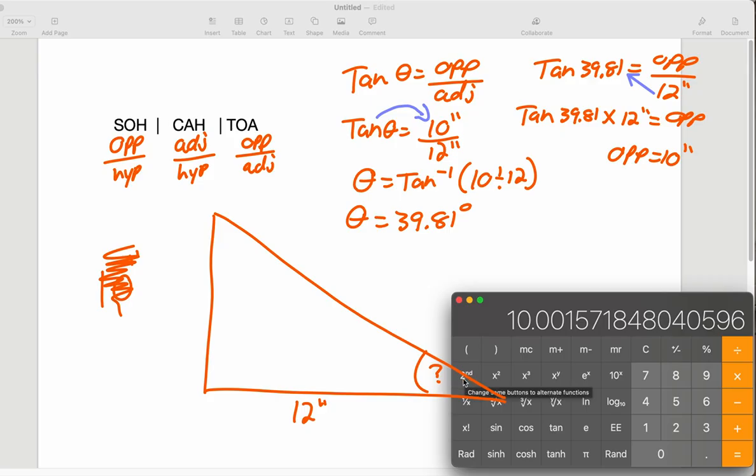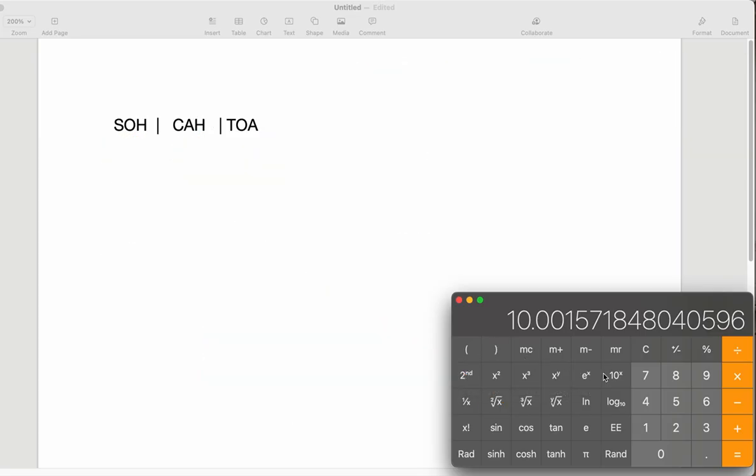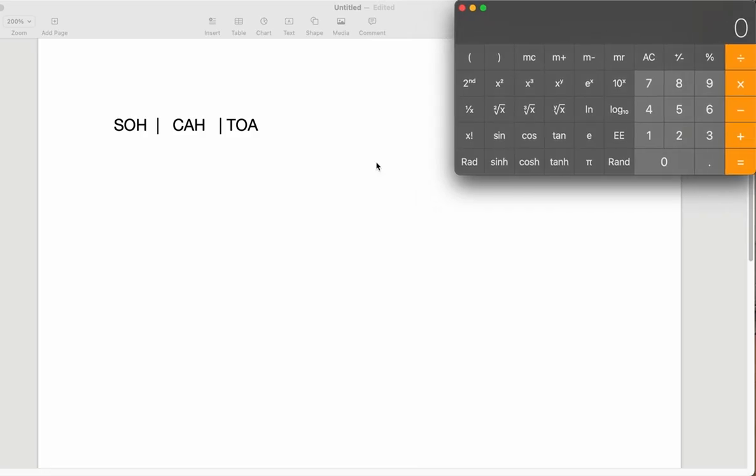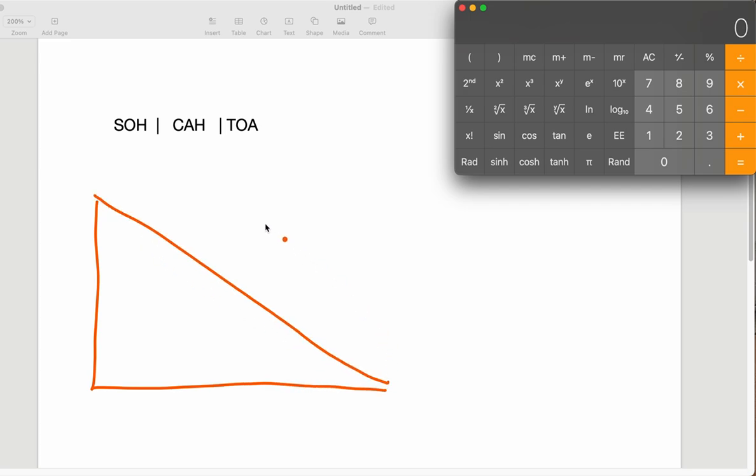Now let's do a different one here where we're using, let's say, sine. Okay, so let's clear everything. Let's clear this off. Bring this calculator up out of the way. I'll try to keep the calculator at the top corner here. So let's draw a triangle like this. And now in this case, we have the length of our hypotenuse. Let's call it 21 feet.